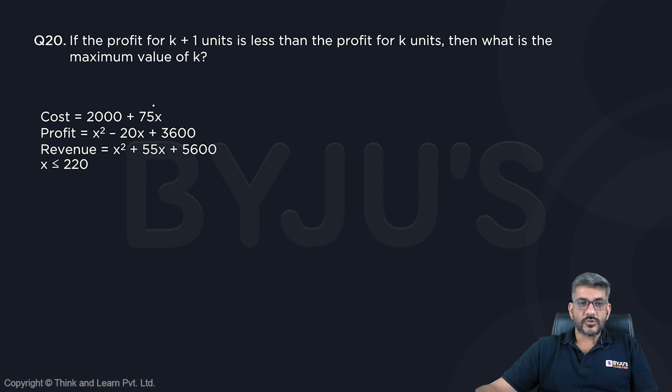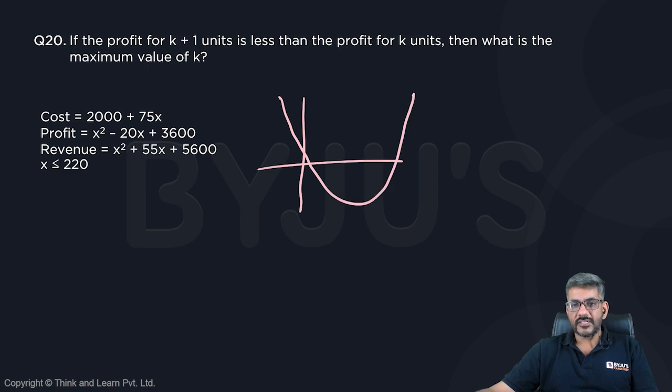And this brings us to the last question of this set. If the profit for k plus 1 units is less than profit for k units, what is the maximum value of k? See, the graph of profit is a quadratic function, something like this. He says profit for k plus 1 units is less than the profit for k. That means profit is decreasing, right? So here I see the profit is decreasing, here it is decreasing, here it is decreasing. For all these values, it keeps decreasing. Finally, it decreases at this stage and then it starts increasing.